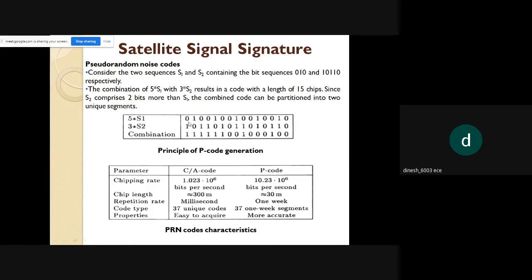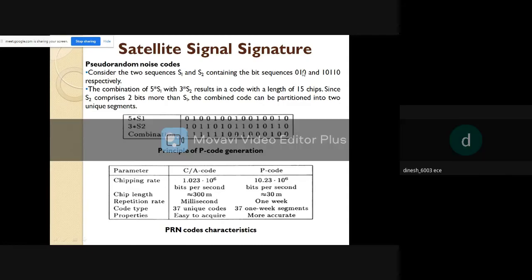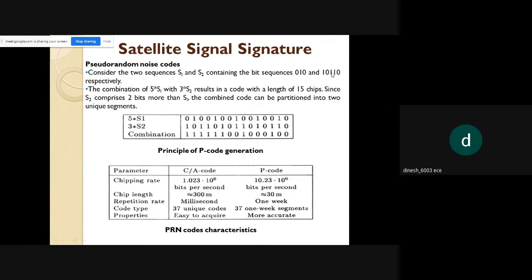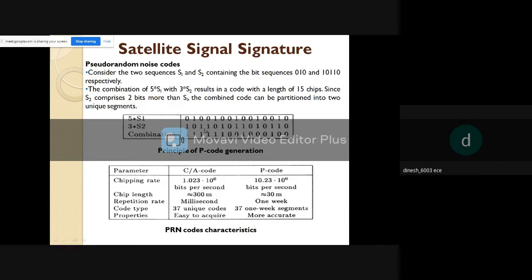What we have to do is repeat the sequences. I'll explain. In generation of the P code, S1 is 010; write it 5 times: 010, 010, 010, 010, 010. You get 15 bits. For the next sequence, 10110, write it 3 times: 10110, 10110, 10110. Now the bit sequences of the first and second become equal in length.